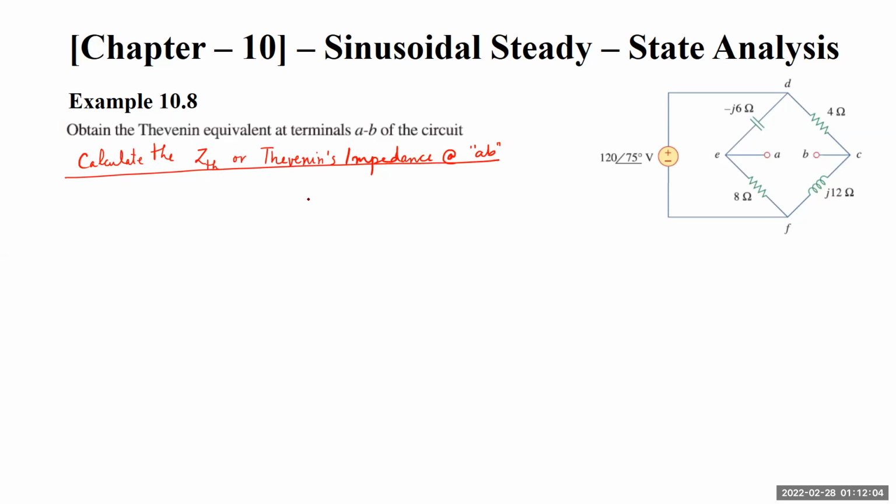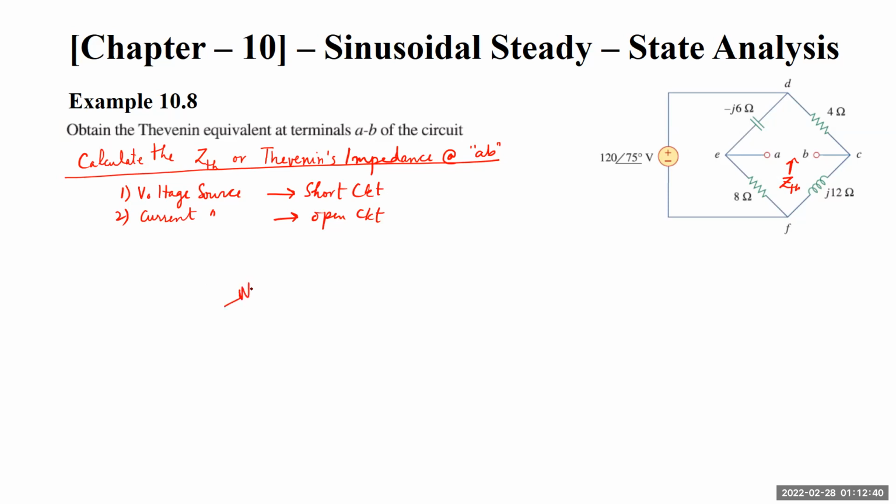When we have to calculate the Thevenin impedance, remember: if there is a voltage source in a circuit, that voltage source is short circuited, and if there is a current source, that current source is open circuited. So here we have a voltage source. We simply short circuit this and measure whatever impedance we get at these two terminals A and B. So let's see what we get.